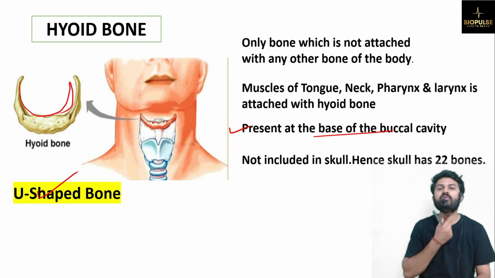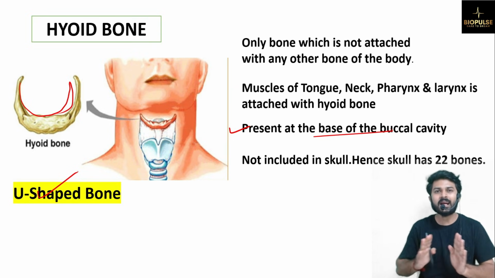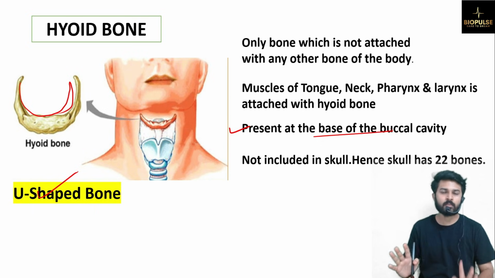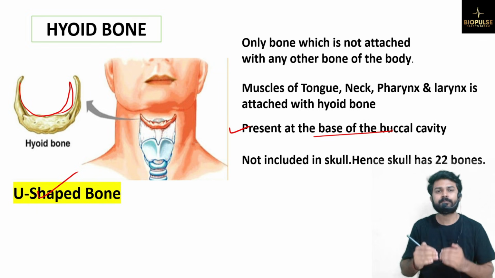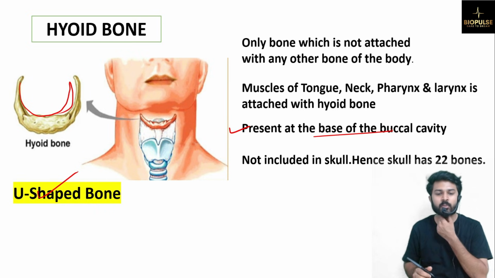Now this U-shaped bone called the hyoid bone is the only bone which has no articulation with any other bone. If it has no articulation with any other bone, then what is it attached to? It is attached to muscles of the body like the tongue, neck, pharynx, and larynx, which you have studied in the chapter Breathing and Exchange of Gases. So these are some of the things attached to the hyoid bone.